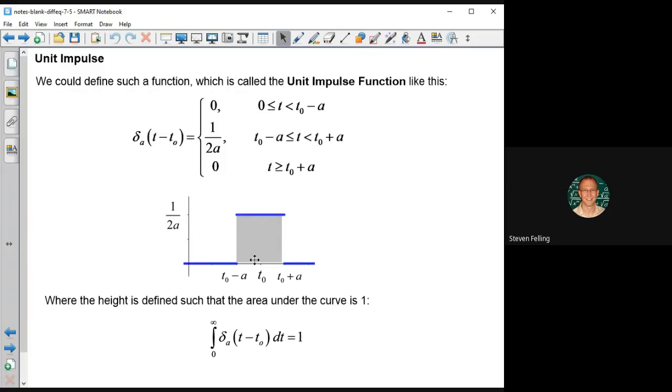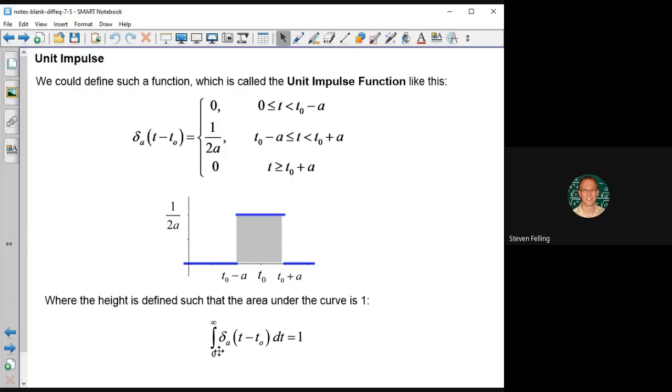So the width is 2a, which means the height has to be 1 over 2a, so that this height times this width ends up being 1. We define it to have a height of 1 over 2a here, and 0 elsewhere, such that this area is 1. So we could say the integral from 0 to infinity of this delta sub a function dt is always defined to be equal to 1.